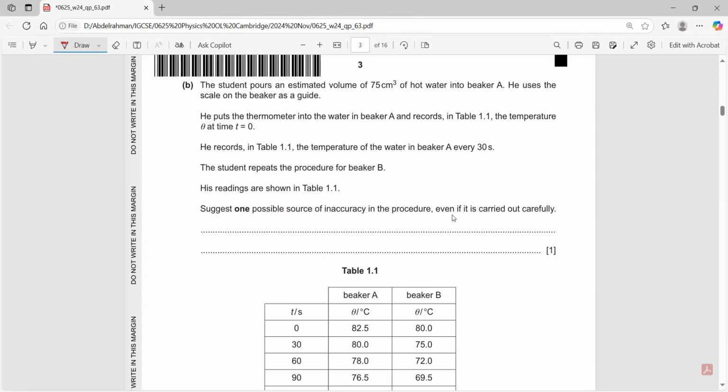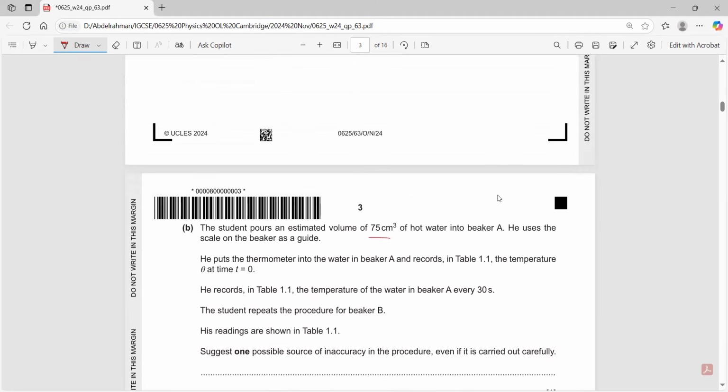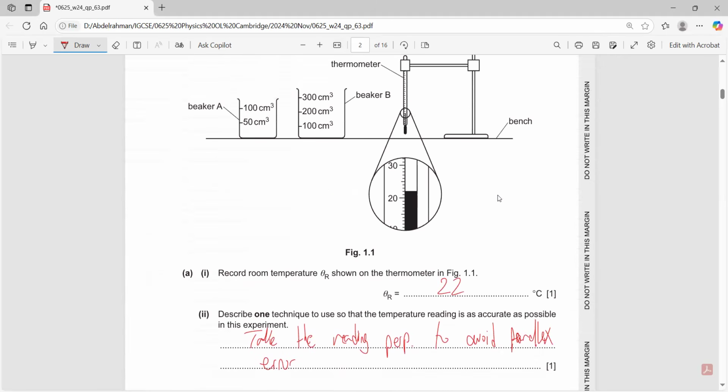Okay, and then in B, he puts the thermometer. Suggest one possible source of inaccuracy in the procedure, even if it is carried out carefully. So he puts the water in. What could one source of inaccuracy be? One source of inaccuracy could be that he is adding 75 centimeters cubed of water, right? And then the graduations in B or in A aren't that accurate actually. Why? Because in A it's 50, then 100, and in B it's 100, 200, 300. So to find 75, it should be somewhere in the middle.